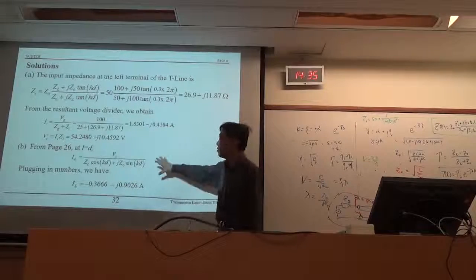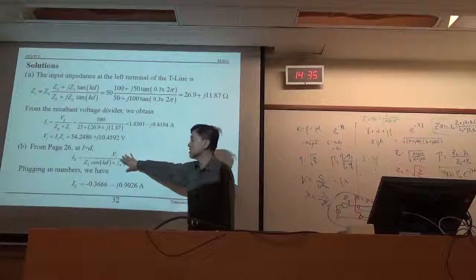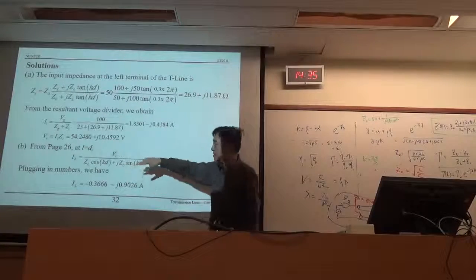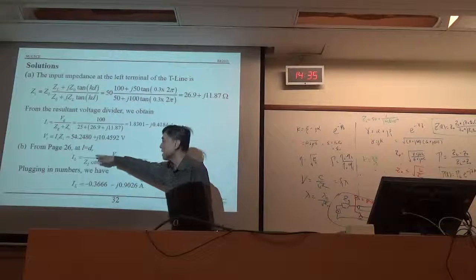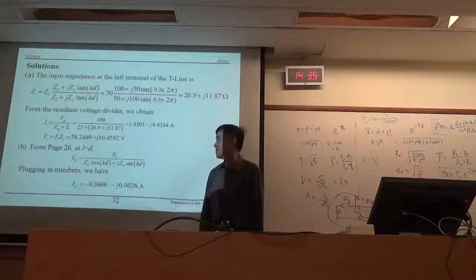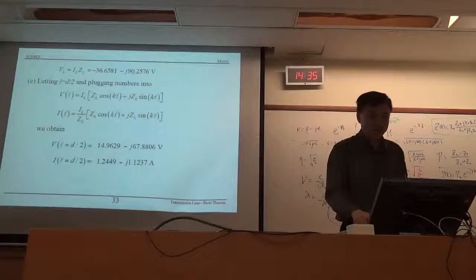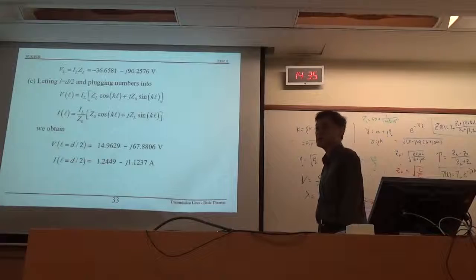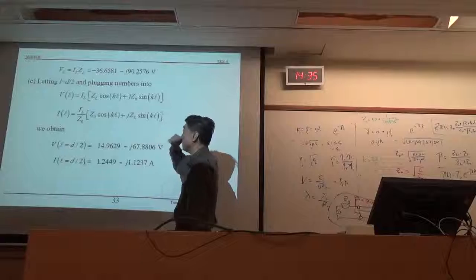Then we go back to the equations previously, in slide 26. We substitute Vi and we can find IL. And of course, VL is equal to IL times ZL, so we find VL.